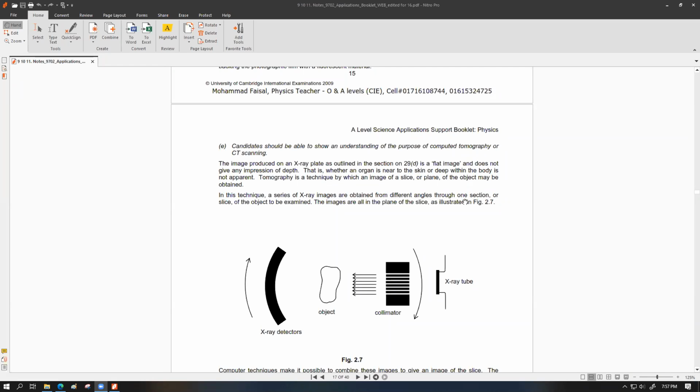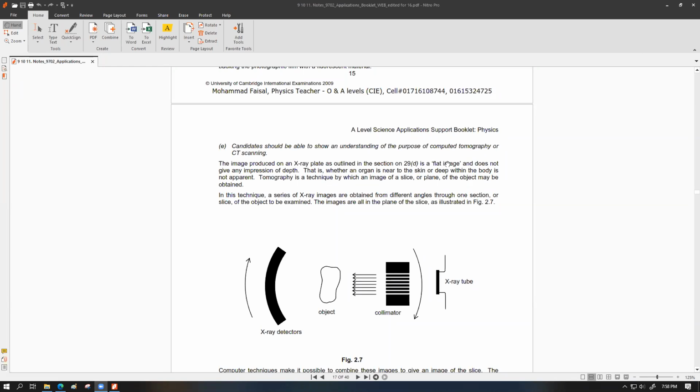Sometimes, for more precise diagnosis, we have to have three-dimensional scanning, which scientists developed. How can we do a three-dimensional scanning of a patient or human body structure is basically what CT scanning is all about. CT scanning, the elaborate form is computed tomography.